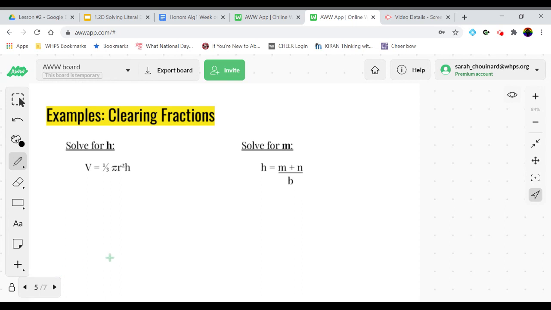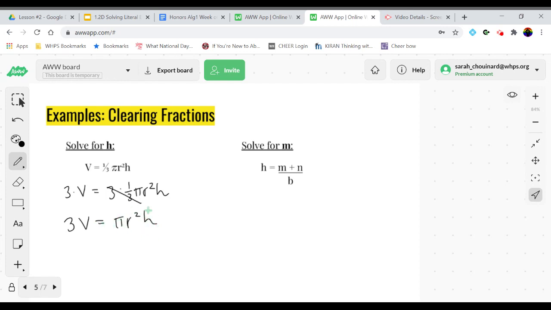All right, so in these next ones, we're going to be dealing with fractions, which you already know I'm not a huge fan of. So I want to start by getting rid of them. The very first step is to clear the fraction. So for this first one, my denominator is 3. So my very first step is going to be to multiply by 3, which works out perfectly because that eliminates the fraction, and I'm left with 3v equals pi r squared h.